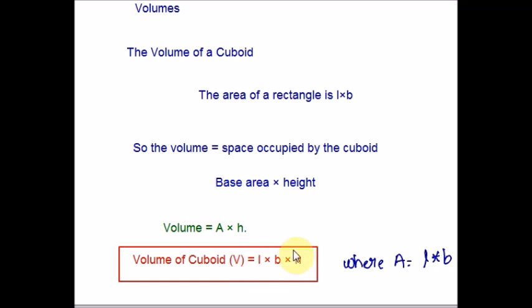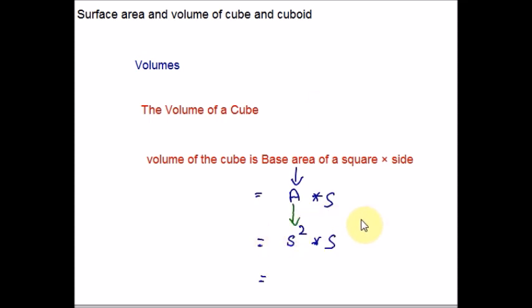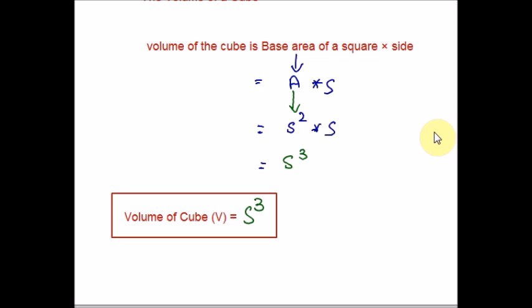Now let us see what is the volume of a cube. As already said, a cube is the combination of squares. As the sides in a cube are equal, the volume of the cube is the base area of a square times side, where the base area is S square. S square times S is S cube. We use the cubic unit to symbolize the volume of an object. Therefore, the volume of the cube V is S cube.